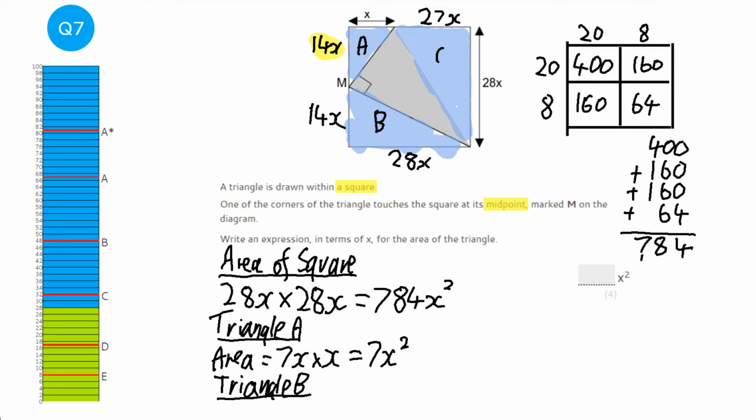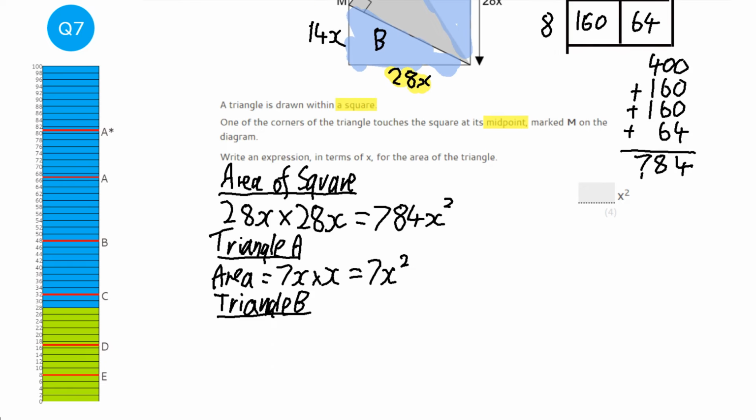Okay, so this time I'm going to halve, well, why not halve this one, because I know what that's going to be. So area equals, and I'm halving the 28x, so it's going to be 14x times 14x. Now I know 14 times 14 is 196. You should know your square numbers up to 15. And it's x times x again, so it's x squared. Now let's do triangle C.